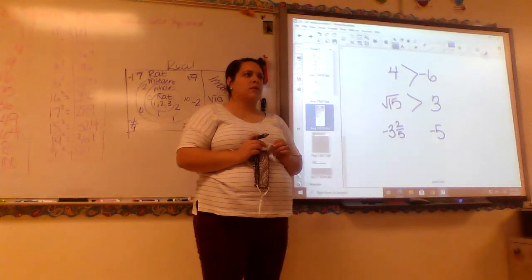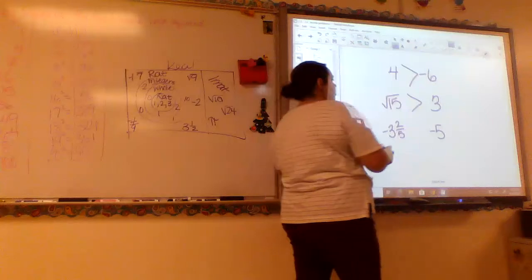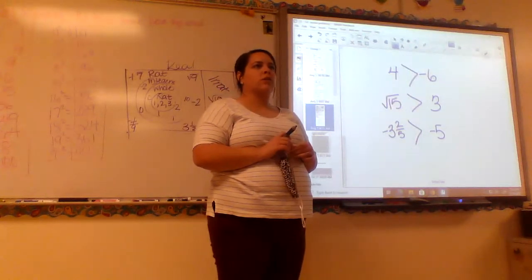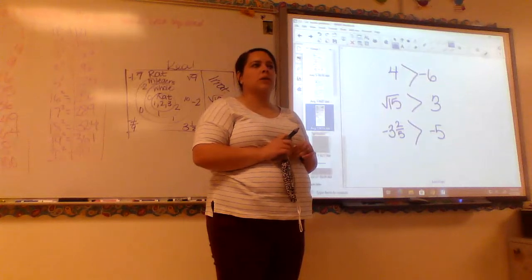Which one's bigger? Negative 3 2/5 is bigger than negative 5, because remember, if the numbers are both negative, the one that actually looks smaller is bigger, right?